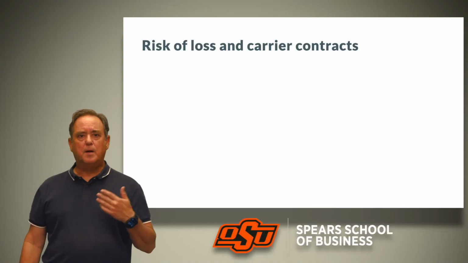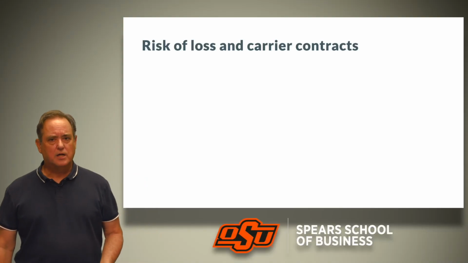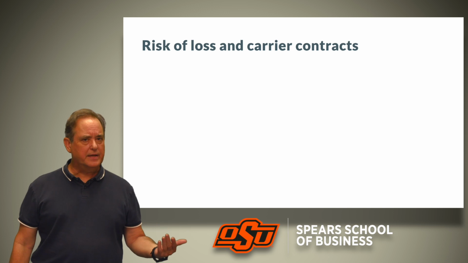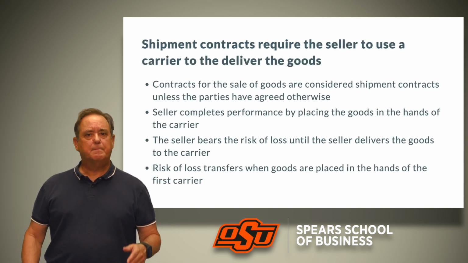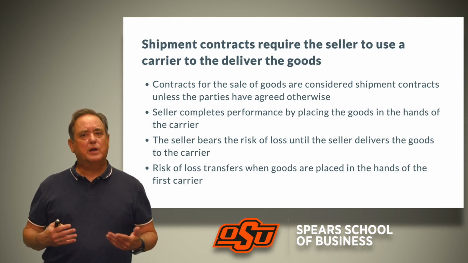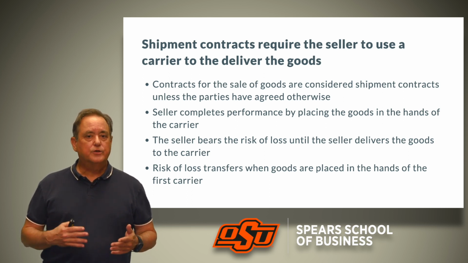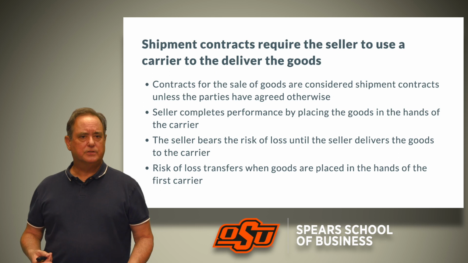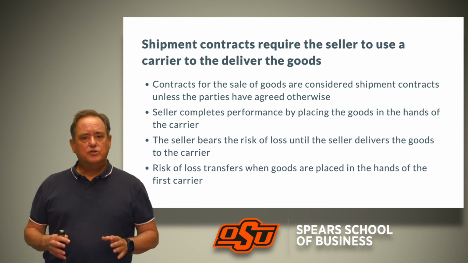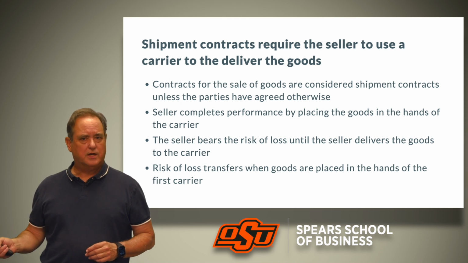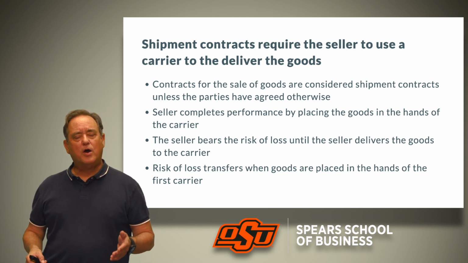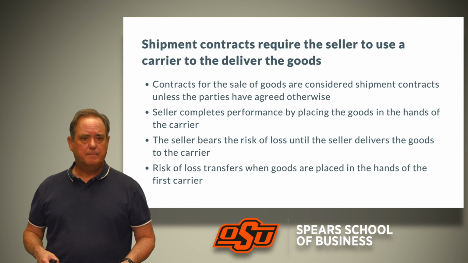Let's talk a little bit more about these carrier contracts, the differences between a shipment contract and a destination contract. Shipment contracts require the seller to use a carrier to deliver the goods. Contracts for the sale of goods are considered shipment contracts unless the parties have stated otherwise.